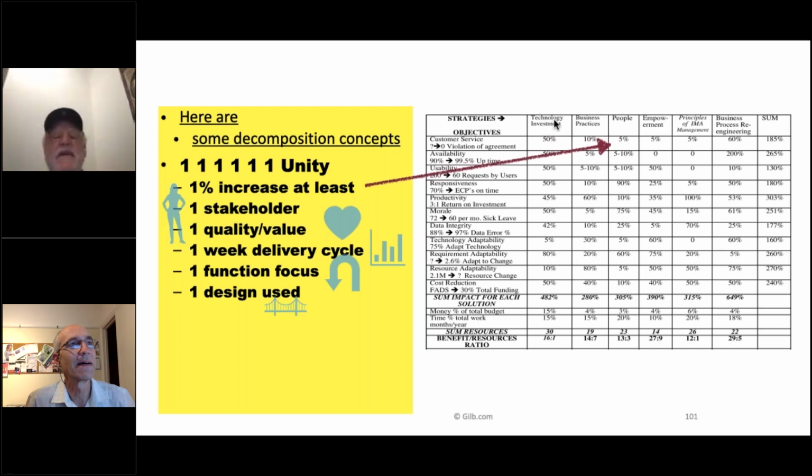Okay. Now, take this example from the US Department of Defense. You see these things: technology, investment, business practices. These are the long-term high-level architecture of the US Department of Defense. So I am talking about the long-term architecture, and the short-term architecture are the decomposition of these. For example, exactly which business process re-engineering processes we're going to select in order to get this 200%.